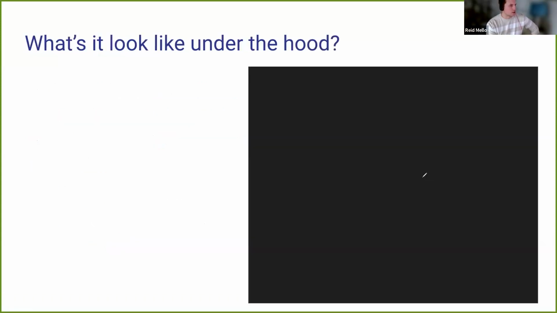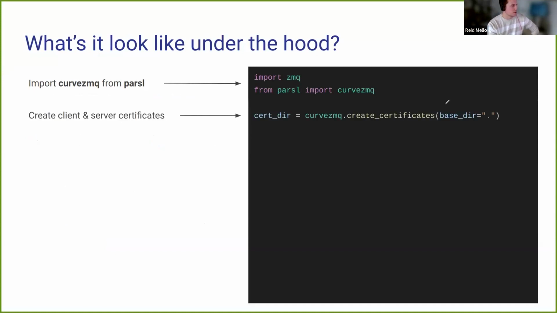Okay, so I'll go through a quick code example just for anyone who's interested in what this looks like within Parsl in the implementation. I should say I built a CurveZMQ module within Parsl, so we can import this from Parsl and create client and server certs. This is what happens at the executor when you start a new run.